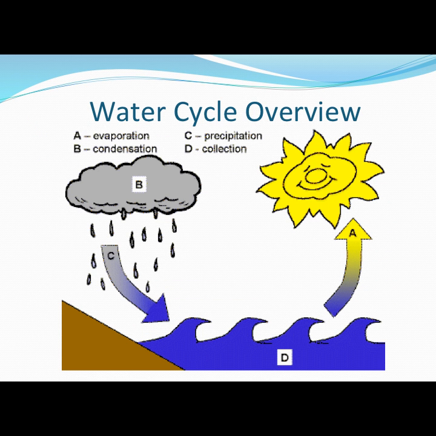This is an overview of how the water cycle works. There are four main parts to the water cycle, starting with evaporation, then going to condensation, precipitation, and collection. This diagram shows the path that the water travels as it is moving through the water cycle.